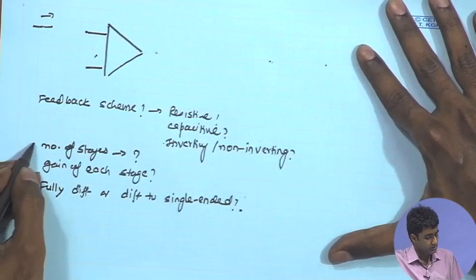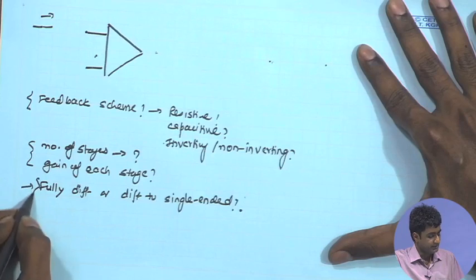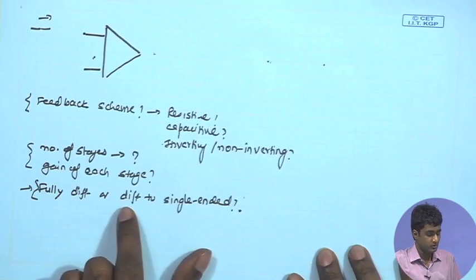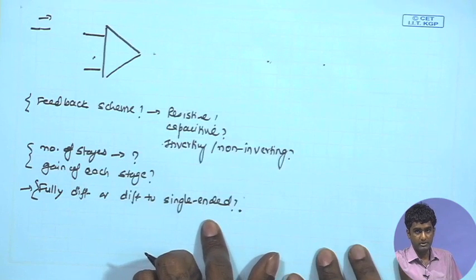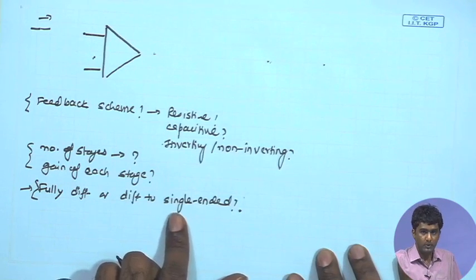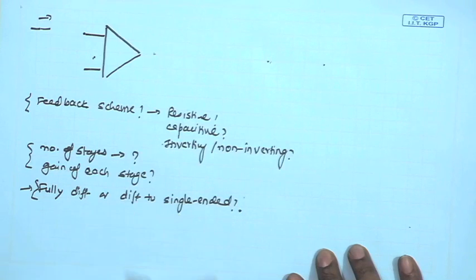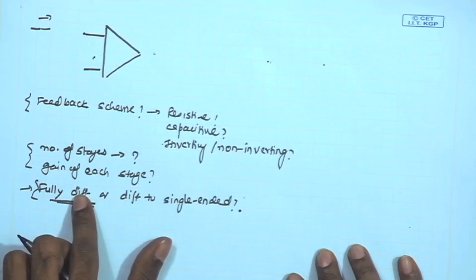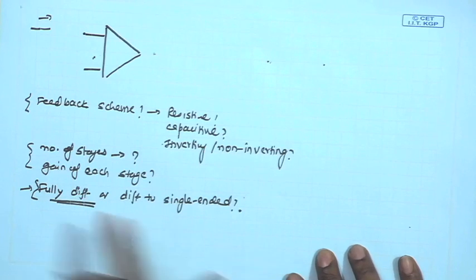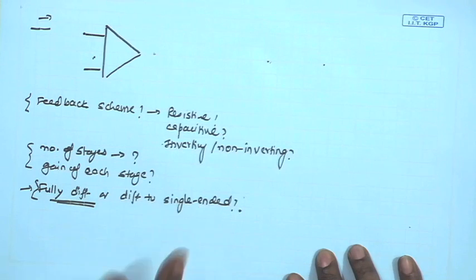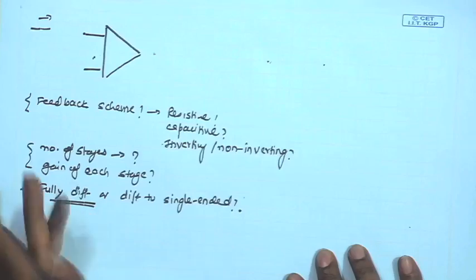So the last question is, I would say, easiest to answer, whether we want to have a fully differential implementation or differential to single ended implementation. So the trend is that for integrated design, especially for low power applications where you are having external electronic interface, the choice for fully differential operation dominates. That is more acceptable topology, because fully differential operation, as we know, can be more robust at every stage. So we keep the signal differential all throughout the signal chain.